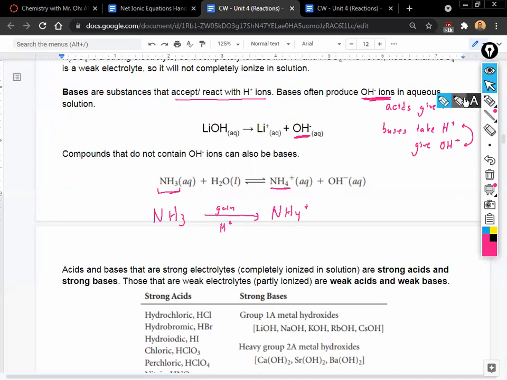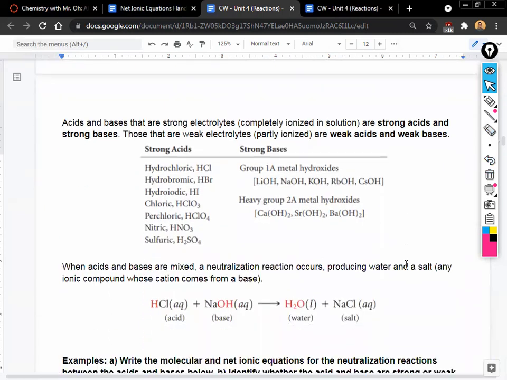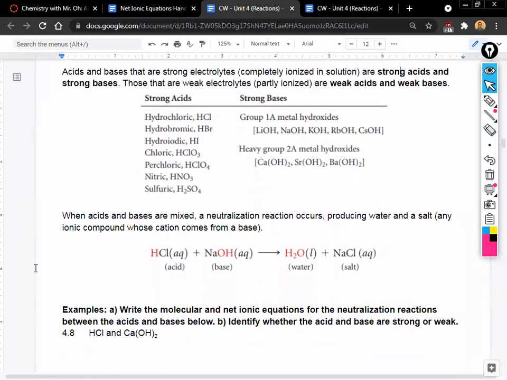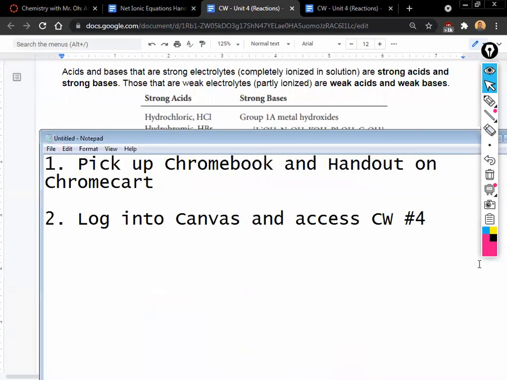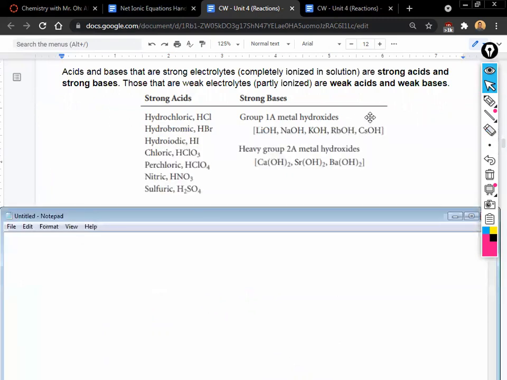All right, so with that being said, we do need to talk about something else about acids and bases. Remember how we talked about strong electrolytes and weak electrolytes? In strong electrolytes, almost everything dissolves in water into ions, and in weak electrolytes, not everything breaks down into ions. The same thing is true with acids and bases. There are things called strong acids and strong bases, okay? So a strong acid breaks down completely in water.